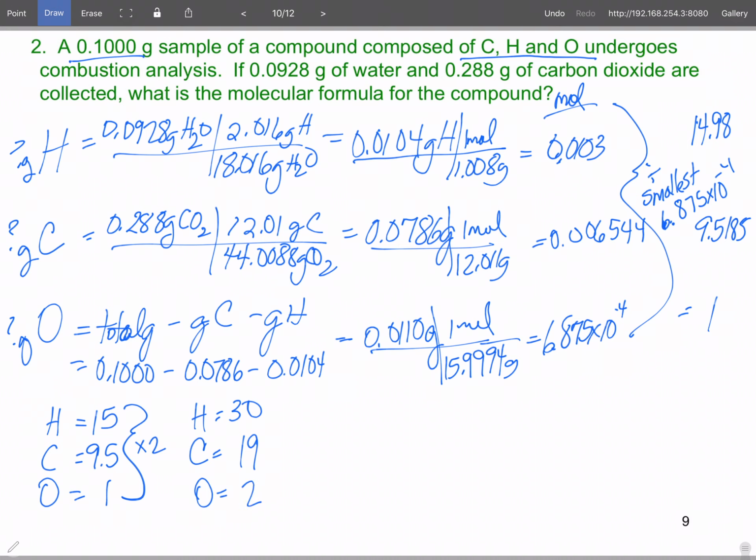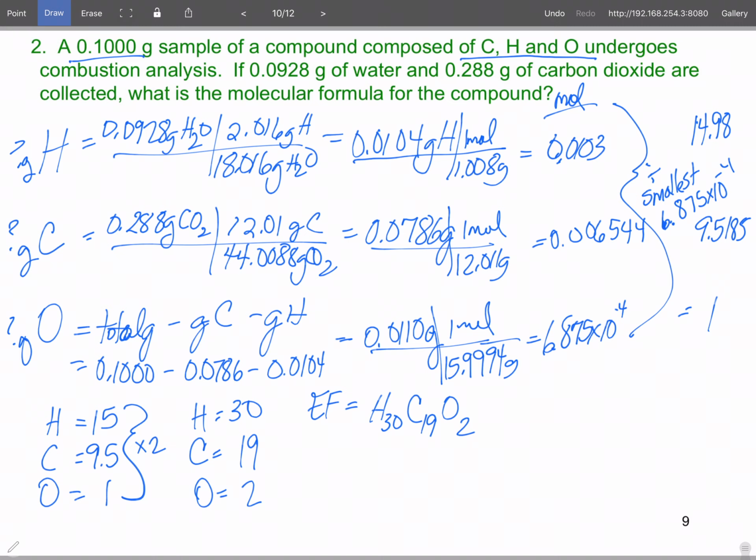So these are the lowest number ratios. So our empirical formula is equal to H30C19O2. And now it doesn't matter whether you start with carbon, hydrogen, or oxygen. That doesn't matter. Now the question is, this is actually a pretty big empirical formula. Is it just the empirical formula? Well, let's go look. What is the molecular formula for the compound?